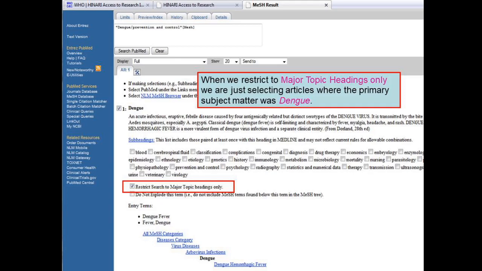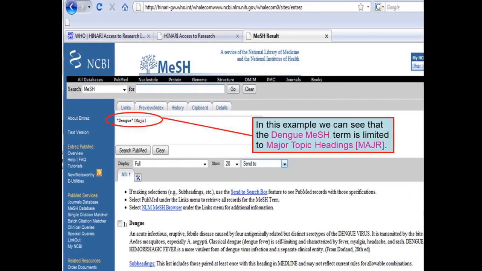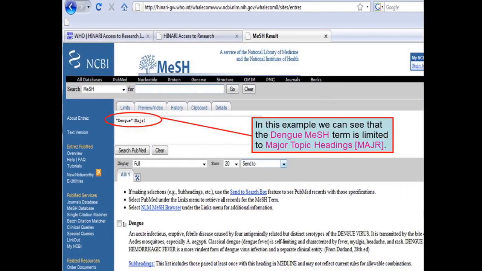So when we combine using subheadings like prevention or whatever it may be, then when we have prevention and control like this, when we are restricting it, it will cover only that aspect. So that is how you can make use of it. So now when you restrict it to major, it will become only a major broad area. MeSH terms are limited only to major topic headings. Again, only to broader context.